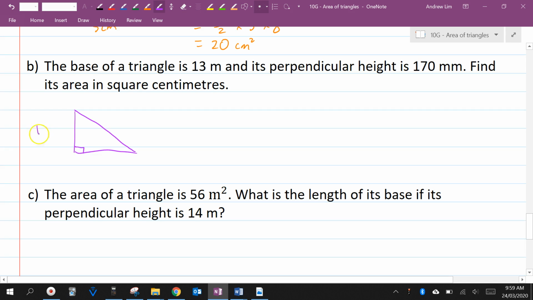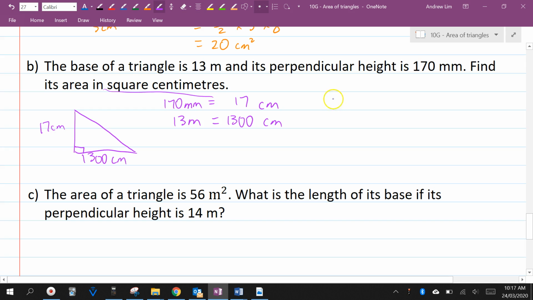The perpendicular height is 170 millimeters, base is 13 meters, and we want to work out the area in square centimeters. So what that means is I'm going to change this to centimeters, and I'm also going to change that to centimeters. So 170 millimeters is equal to how many centimeters? Divide by 10, so it's 17. 13 meters is equal to how many centimeters? Well, I need to times by 100. So I'm going to add 2 zeros.